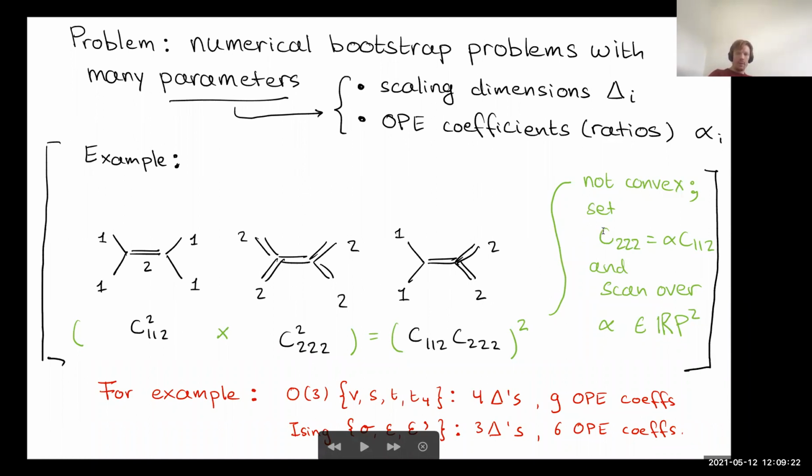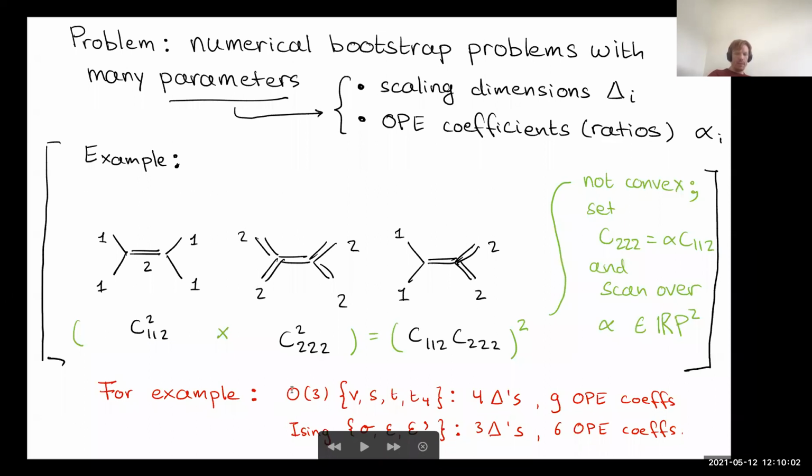So instead, what you do is you set C222 equal to alpha times C112, where alpha is some coefficient, and you just scan over alpha, which here is some element of RP2. But you can imagine in multi-correlator setups, there are similar relations you have to impose. They're more complicated relations. You have more angles, and you have a higher real projective space that you have to scan over. So the problem is not convex in these alphas, and the problem is not convex in the external scaling dimensions deltas. And that means that you basically have to scan over these what I call parameters. And these parameters nowadays can get huge.